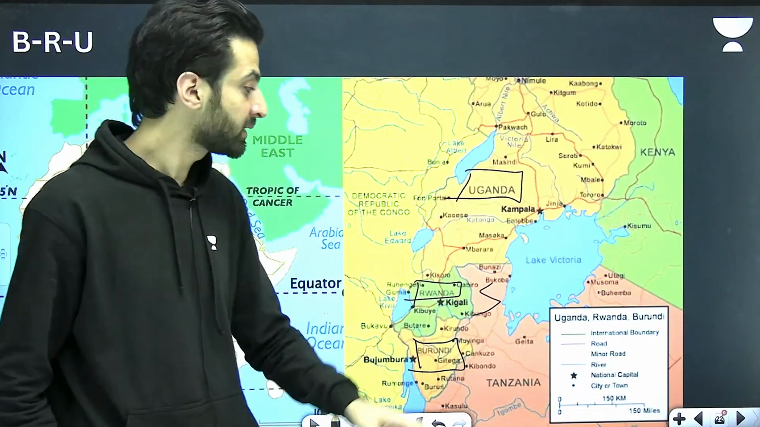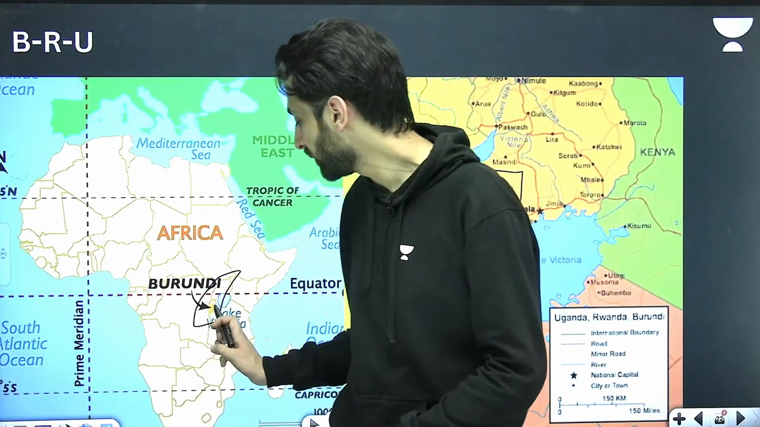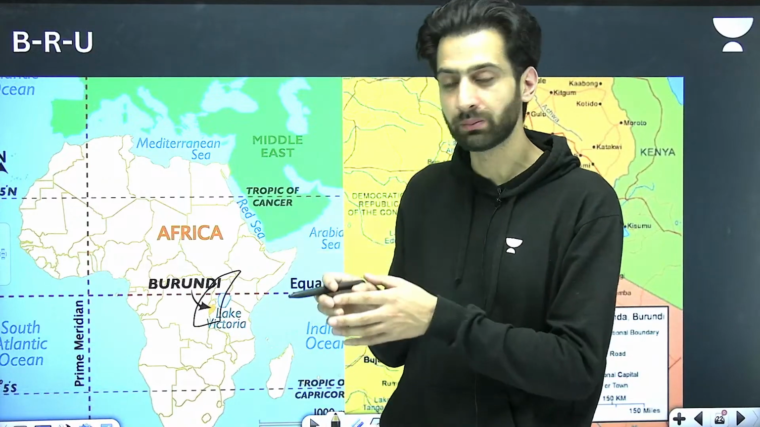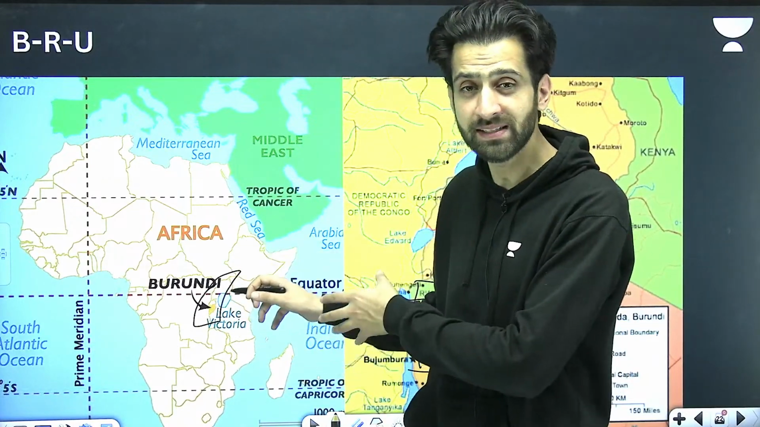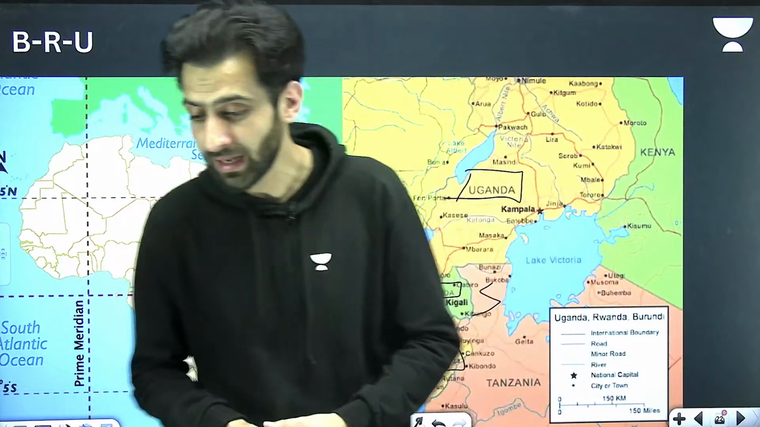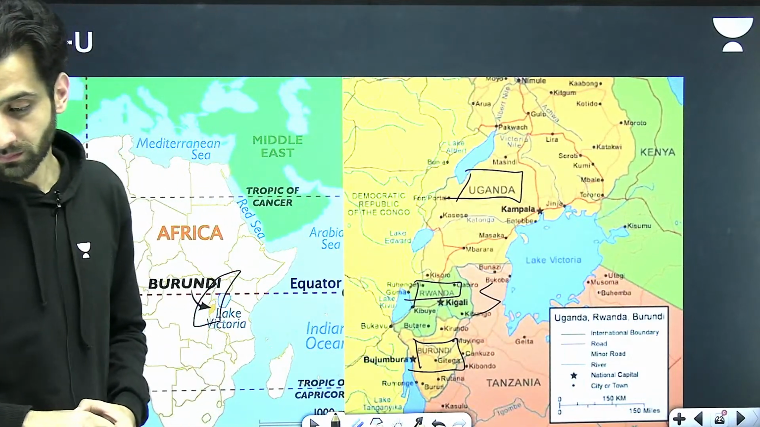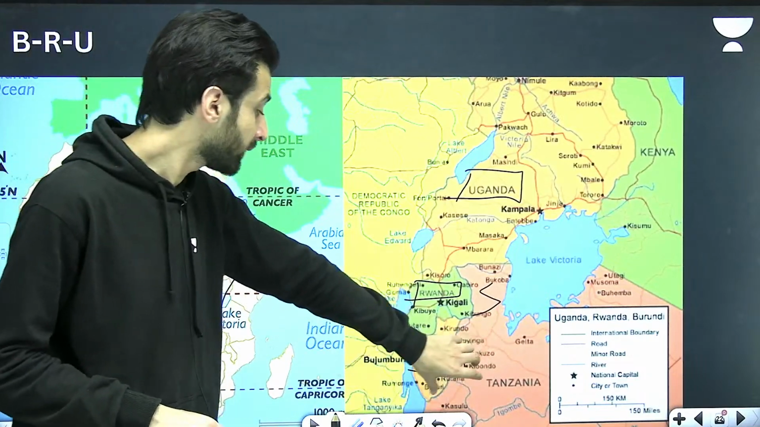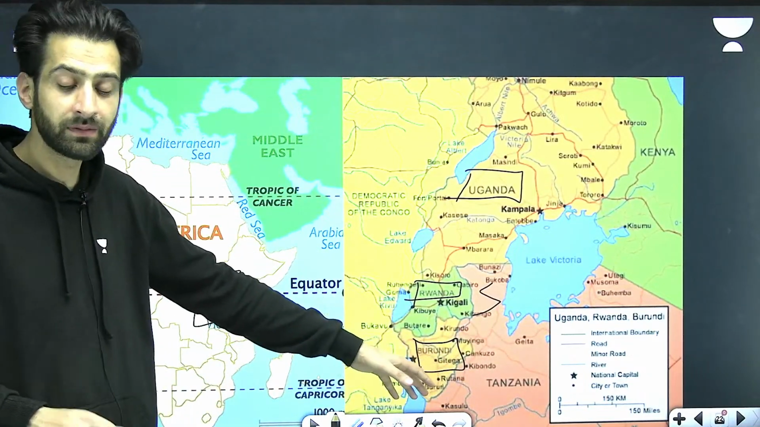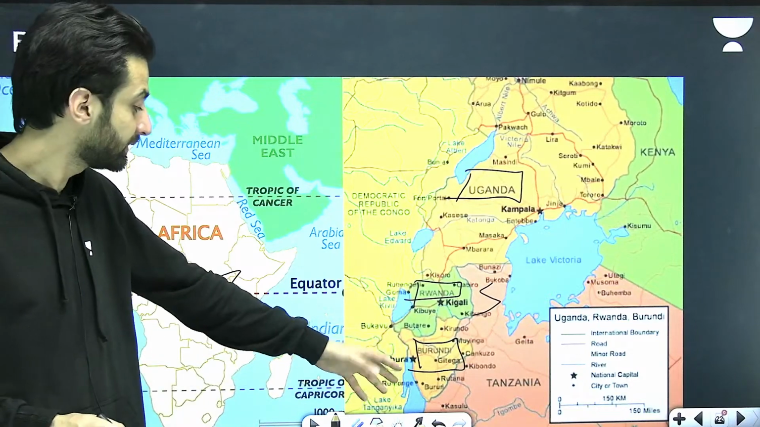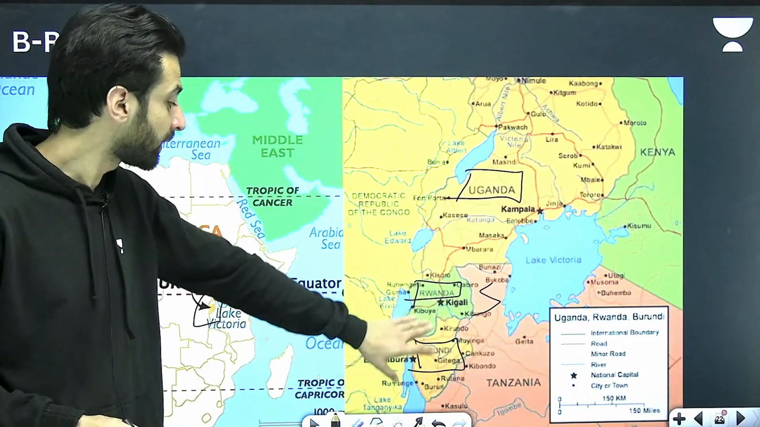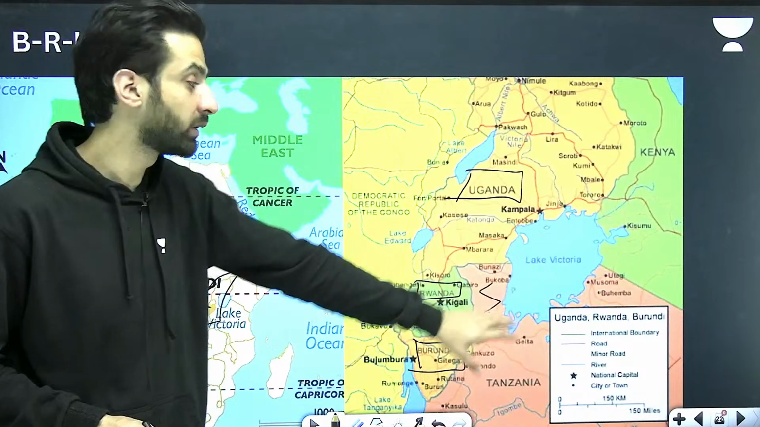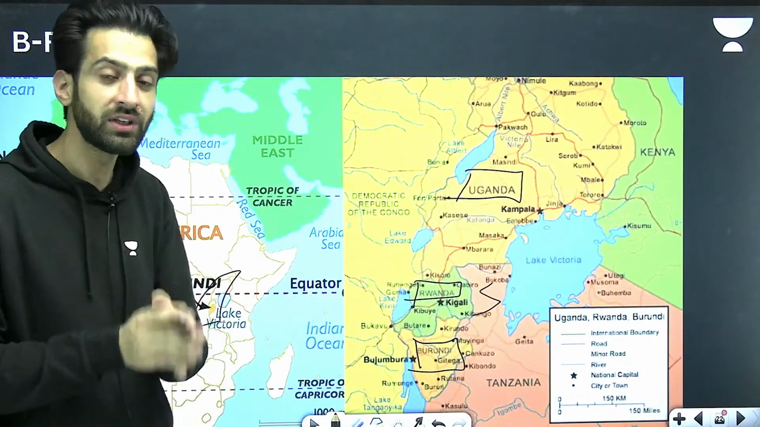That is very important, because when you look at a map like this, you will find that both the countries are touching it, but it's not possible to visualize these things on these maps. That is why I'm telling you to look at this map properly. If you're not able to see it, then you can tell me. Burundi and Rwanda are not touching Lake Victoria. Then you have Uganda, which is touching Lake Victoria.